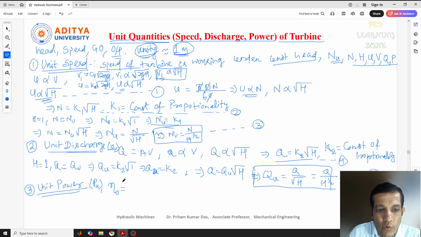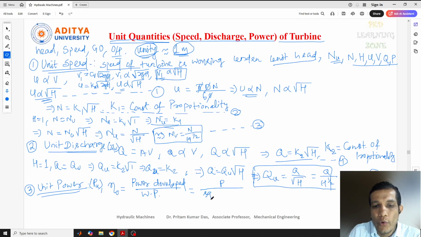Overall efficiency equal to, we know that the power developed, the output, will be there. That is nothing but the power developed. And what is the input? The water power. Overall efficiency is power developed by water power. So power developed we can mark as P, and water power, we know the formula, that is rho G QH by 1000. Rho G QH by 1000.